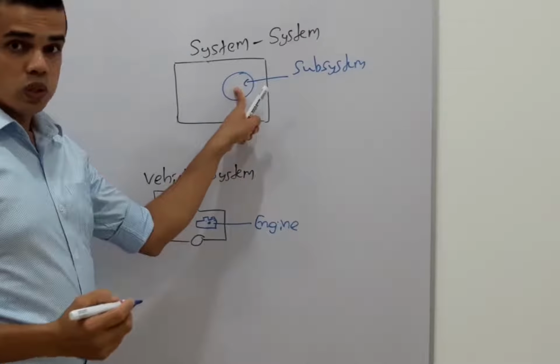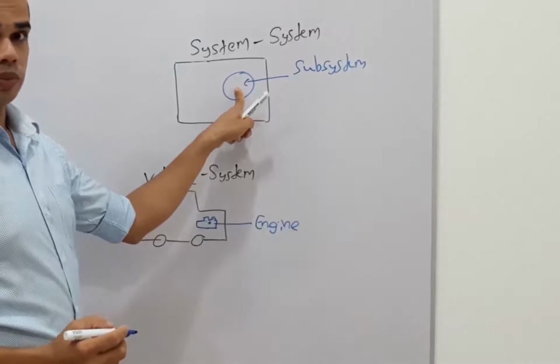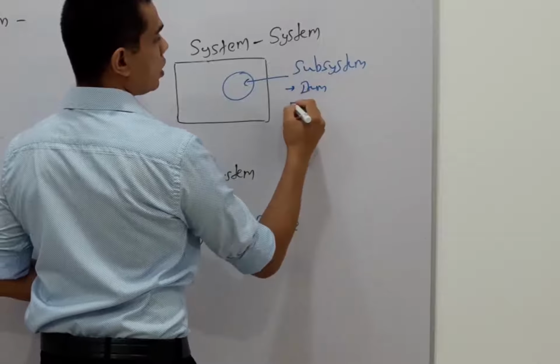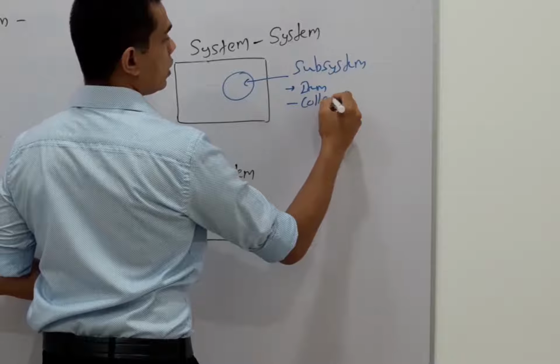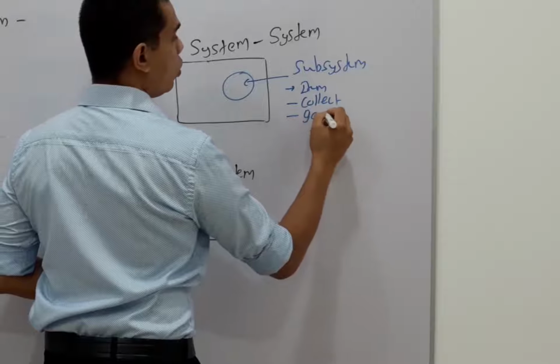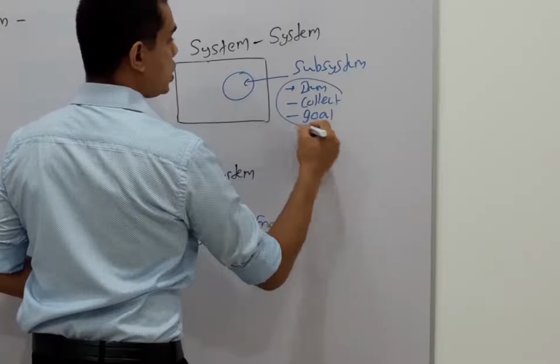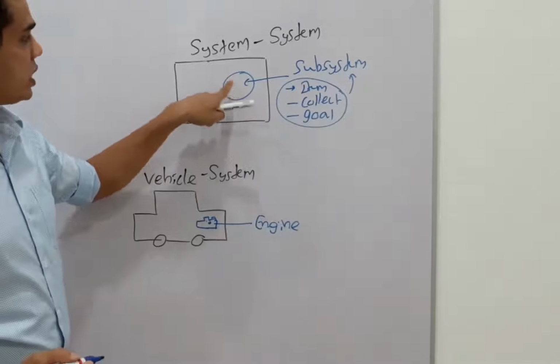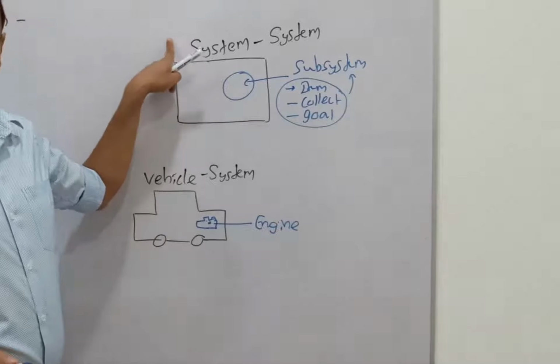This should also be a system, the subsystem. If it is a system, it should have the items to connect, collect, as well as it has to have a goal or aim. Then all these three should be there even for the subsystem. But the other point is, this is a part of the main system.